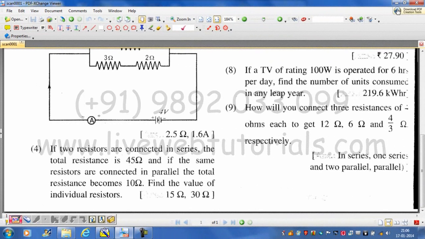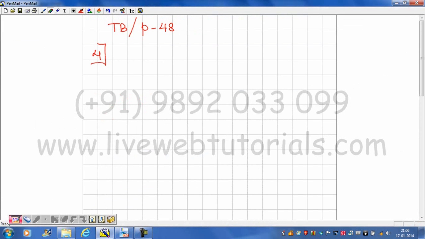Now sum number 4. If two resistors are connected in series, the total resistance is 45 ohms. And if the same resistors are connected in parallel, the total resistance becomes 10 ohms. Find the value of individual resistors. Okay, now two resistors in series give us 45 ohms and in parallel give us 10 ohms. Okay, so I will take, let the resistances be X and Y.